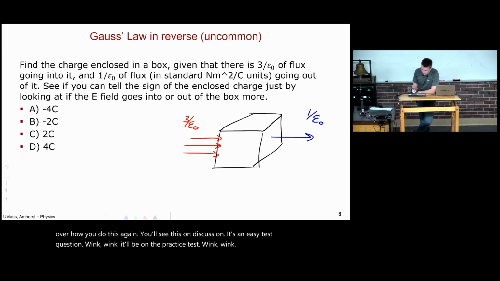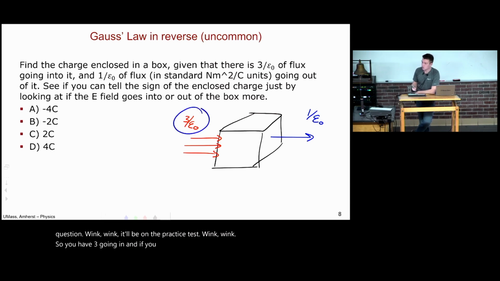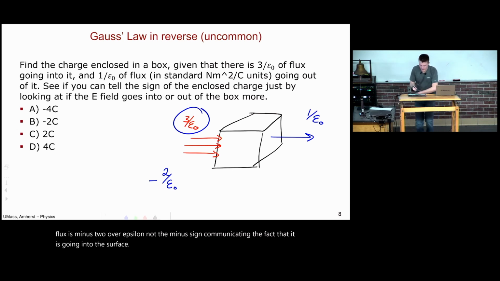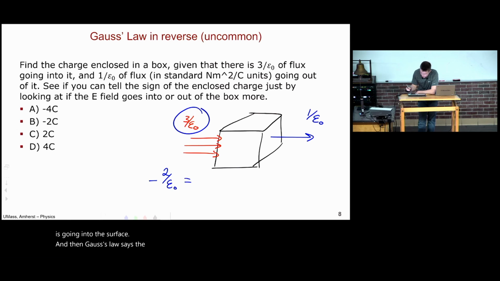So you have 3 going in, and if you remember, flux going into a surface is defined as being negative flux. So you have 3 over epsilon naught going into the surface and 1 over epsilon naught going out for an overall of 2 going into the surface. So the overall flux is minus 2 over epsilon naught. Again, the minus sign communicating the fact that it is going into the surface. And then Gauss's law says the flux through the surface is Q over epsilon naught, multiplied by epsilon naught on both sides to get Q equals negative 2.